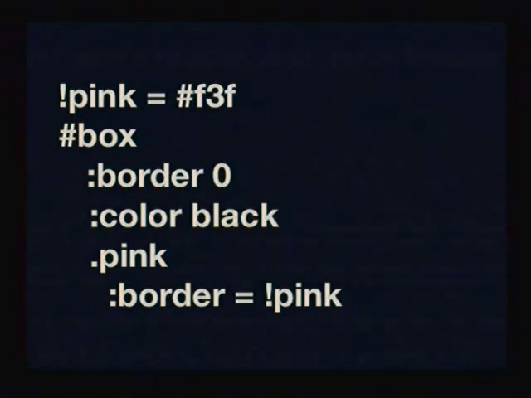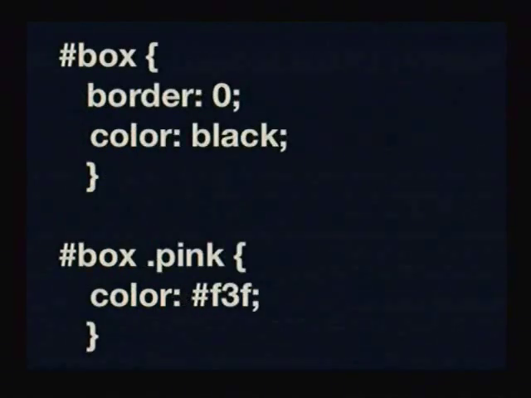But in this example, I'm going to, up top, define a color value for pink that theoretically I could use throughout this style sheet or any other style sheets that I'm using. So I've done that. If you look down to the bottom, I've got a box with the class of pink where the border is set to pink. So we do border equals exclamation point pink, and that'll insert the value we defined up top. And when it gets rendered out to CSS, this is what you'll get.